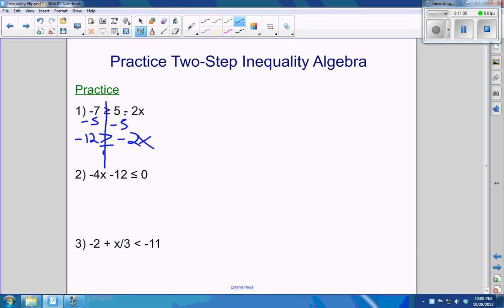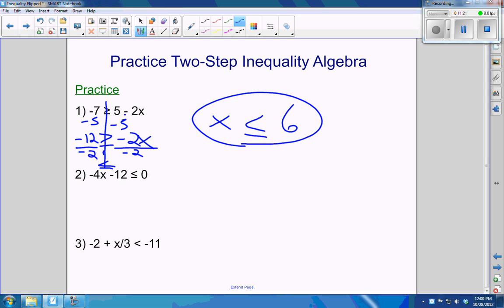Now here comes the trick. Make sure you notice when I divide by negative 2, I have to flip the inequality sign. So it'll go to this. I'm running out of space. That is x is less than or equal to negative 12 divided by negative 2 is a positive 6. That was a tough one. If you got that correct, great job.